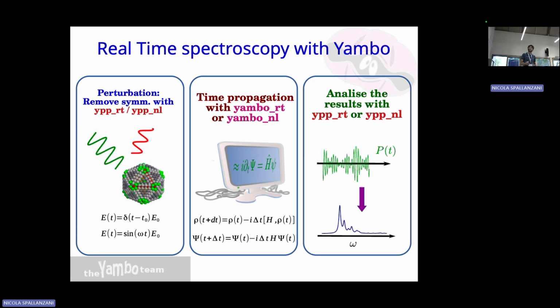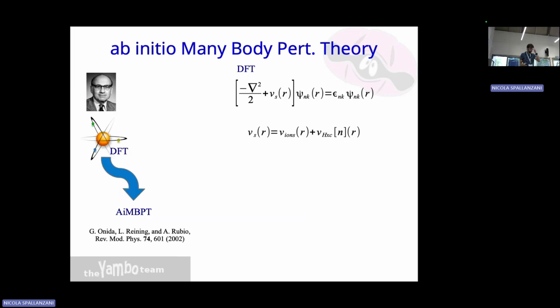Okay, so these are just the general concepts. Now, let's dig a bit more into the mathematics. First of all, what you've seen so far, the philosophy of YAMBO, is that we want to combine DFT, so to use the DFT starting point to do many-body perturbation theory calculations, or what we call ab initio many-body perturbation theory. So we always start from the DFT equation, and we get eigenfunctions and eigenvalues.